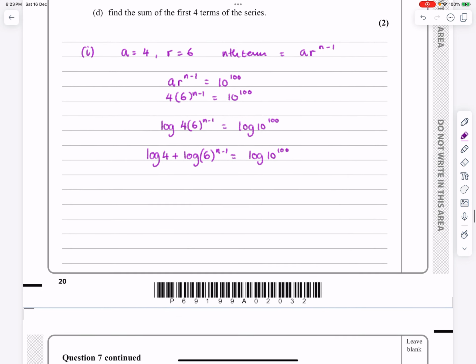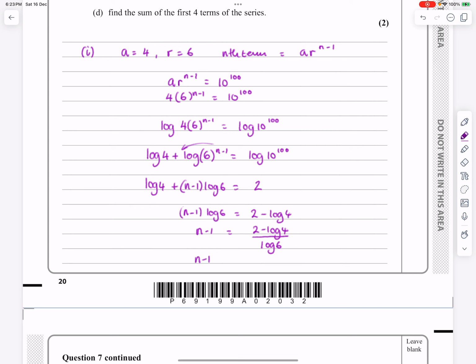And then taking the power down, I can do it for both of them. Take the power down there. Well, this one I can just say is equal to 2 if you want. You can just put that into the calculator. So I'm going to get log 4 plus n minus 1 log 6 is equal to, we may as well work out that value, log 10 to the 100. Sticking it in the calculator just works out to be equal to 2. And all I now need to do is rearrange and get n minus 1 from this, which is not complicated. So n minus 1 log 6 is equal to 2 minus log 4. So n minus 1 is equal to 2 minus log 4, all divided by log 6.